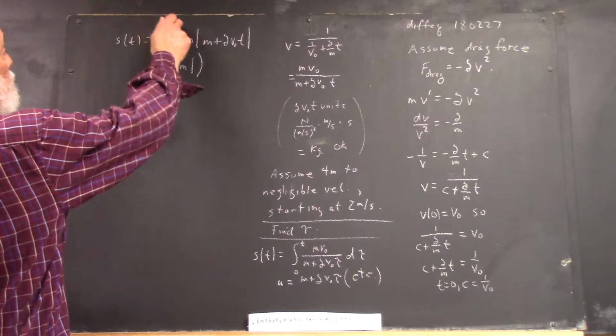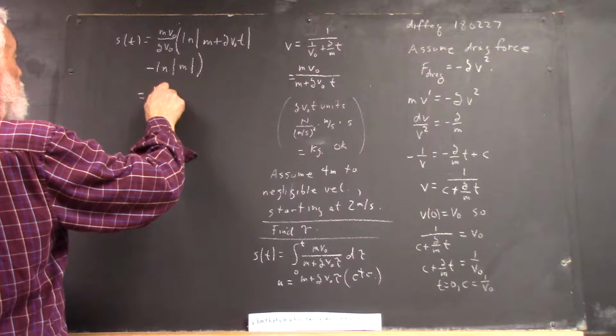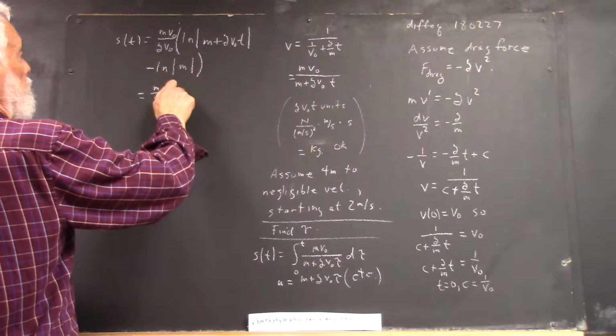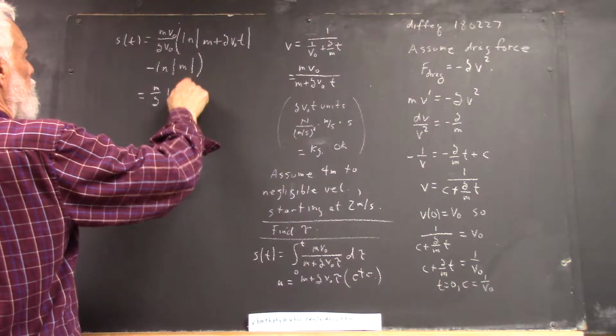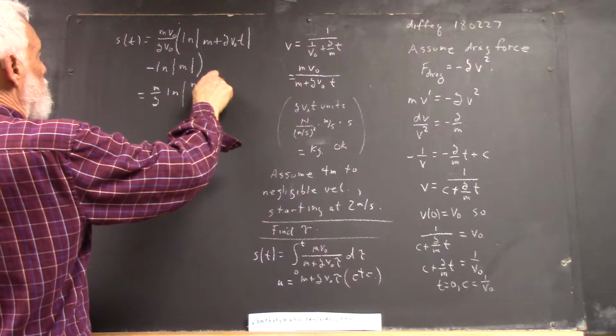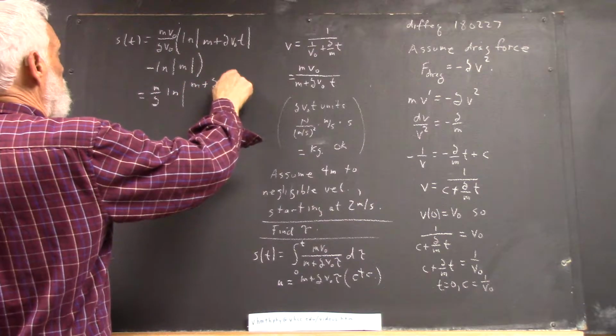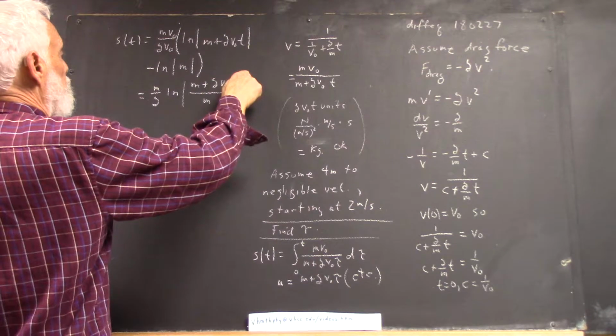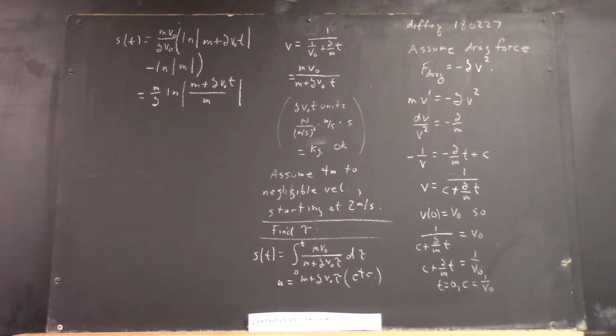Well, first of all, mv naught over delta v naught is just m over delta. And then it's times the natural log of the absolute value of m plus delta v naught t over m. Oh, natural log minus natural log is natural log of beta.